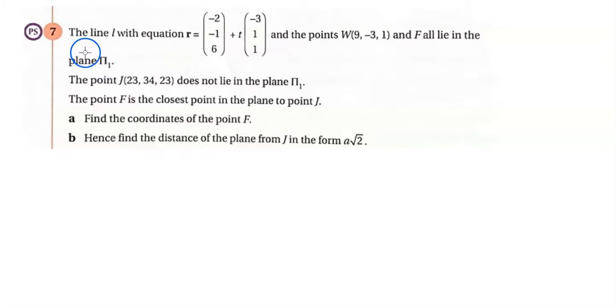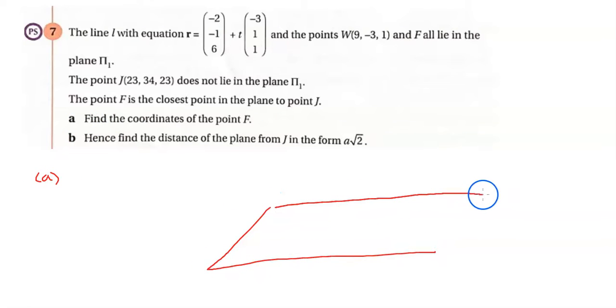This is exercise 6.3a, question 7. The line L with equation r equals (-2, -1, 6) plus t times (-3, 1, 1), and the points W with coordinates (9, -3, 1), and F all lie on the plane pi 1. The point J with coordinates (23, 34, 23) does not lie in the plane pi 1, and the point F is the closest point in the plane to the point J. And we have to find the coordinates of F.